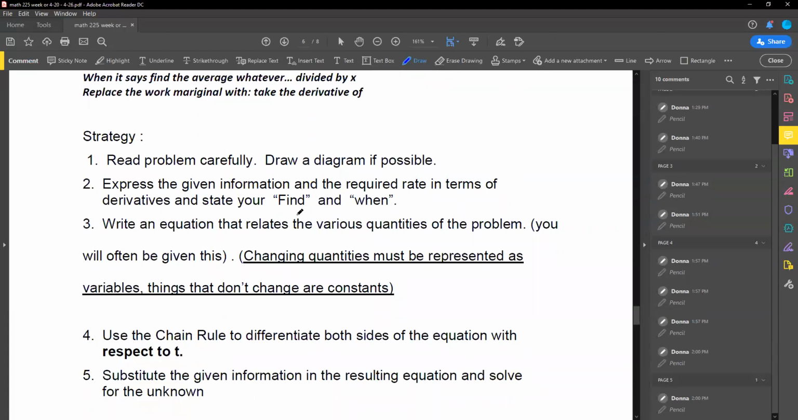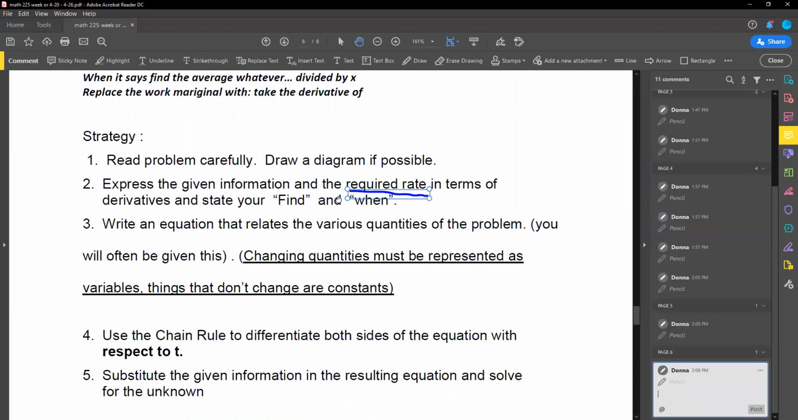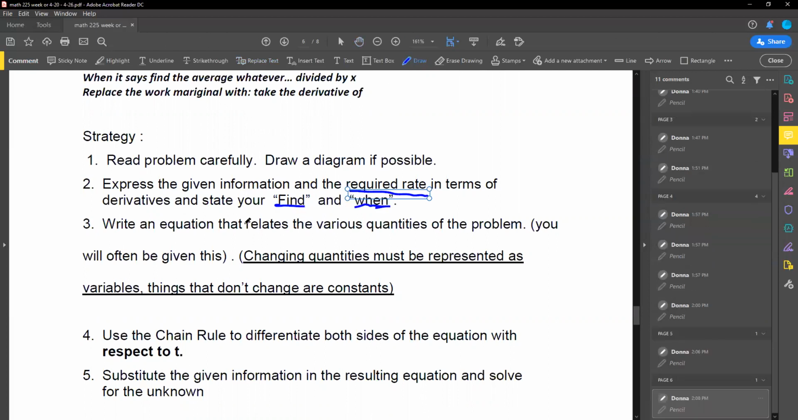All right, another strategy for related rates. Draw a diagram, read it carefully, underline all that stuff, break it down. All right, so one of the things you're going to be interested in with related rates is what is it you're looking for? All right, so that's the first thing. What am I finding, and at what time? And then you want to write an equation that relates the various quantities of the problem. A lot of times you'll be given this with business. We'll look at some examples.